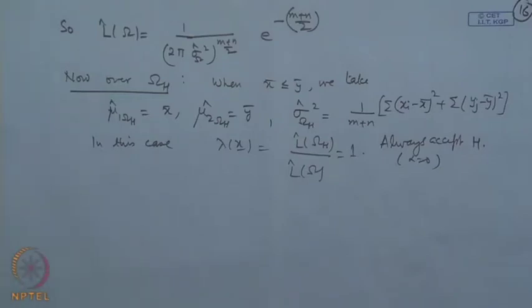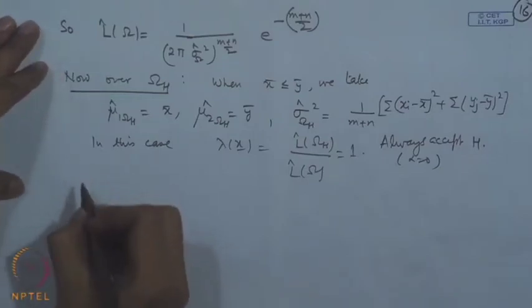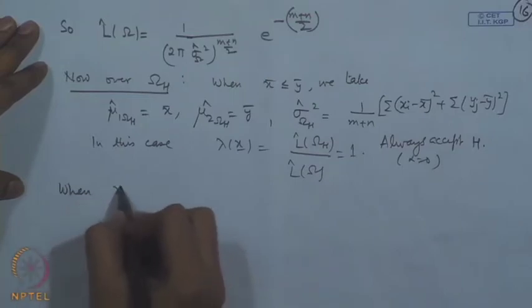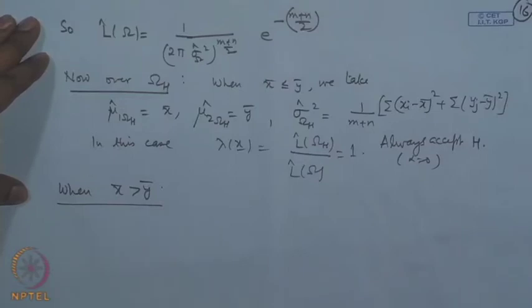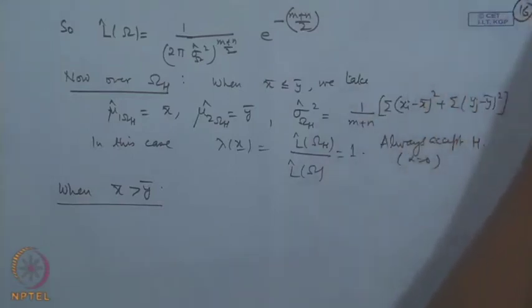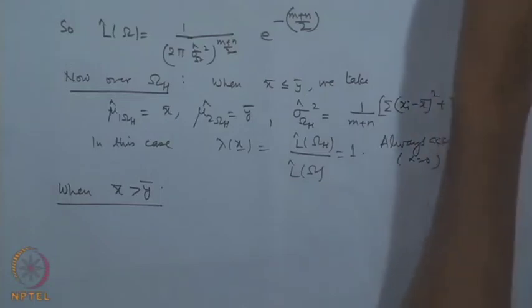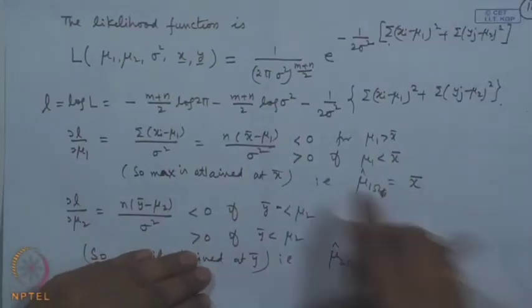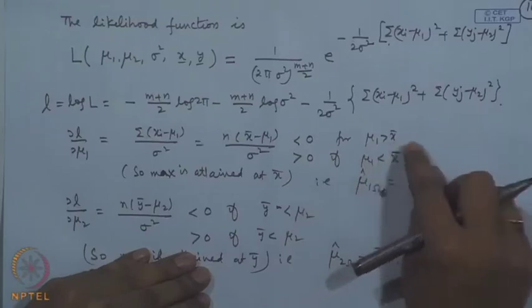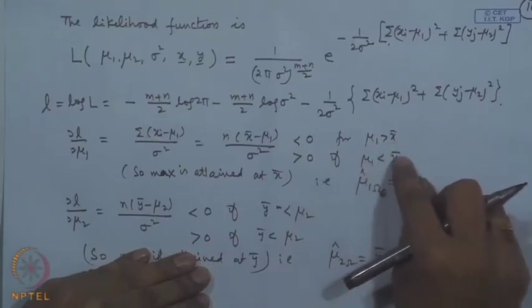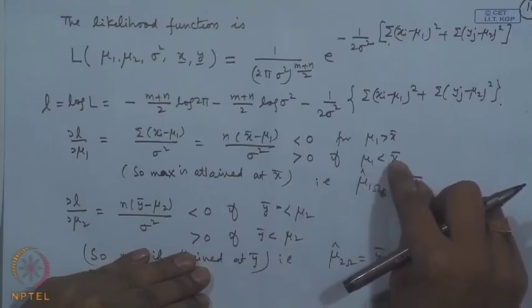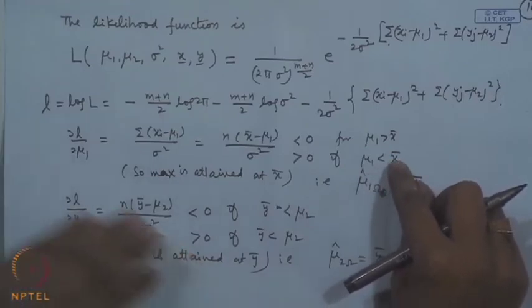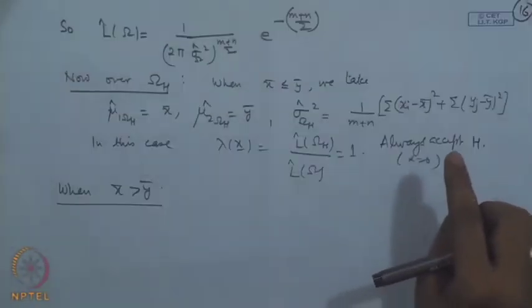Now, the other possibility is when x bar is greater than y bar. Now, when x bar is greater than y bar, then we analyze. Firstly, you look at the behavior with respect to mu 1. With respect to mu 1, you see it is initially increasing up to x bar and then decreasing. So, now if y bar is less than x bar, then we will have to modify this thing.